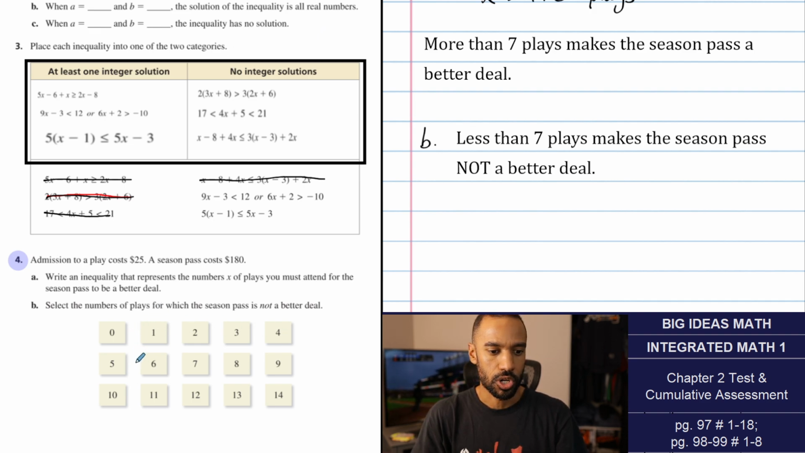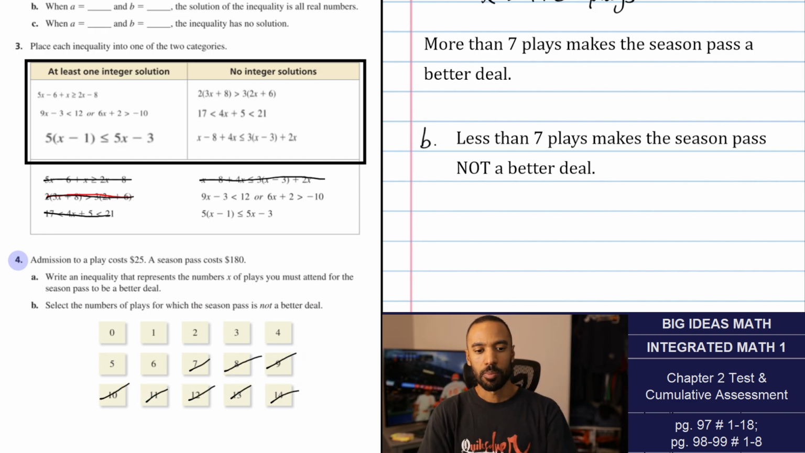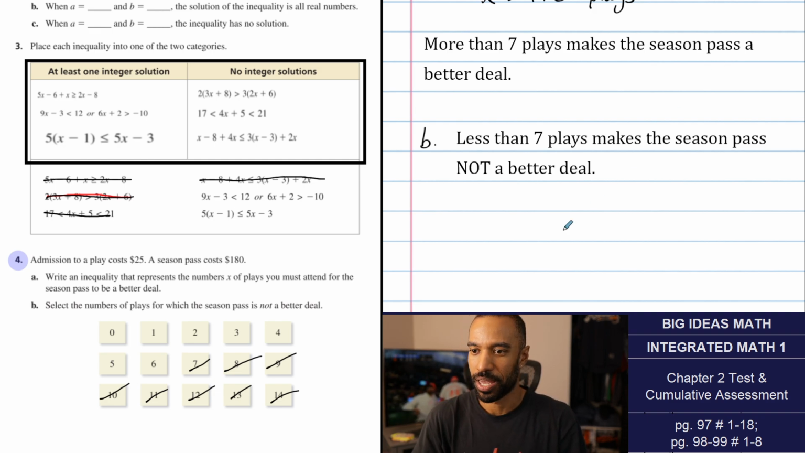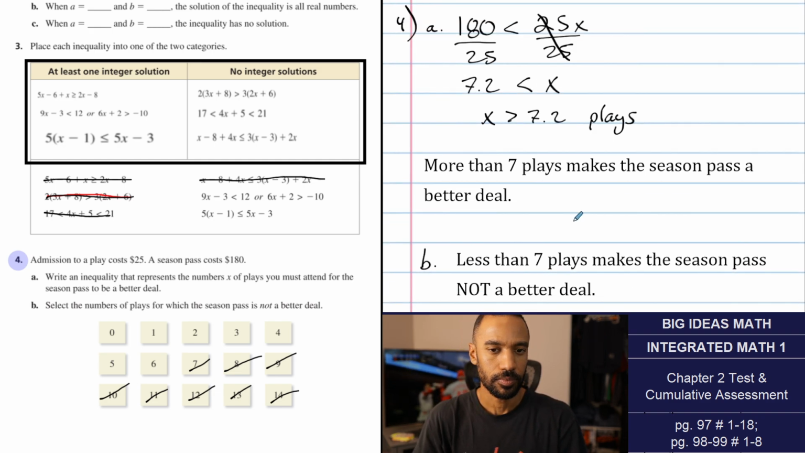Oh, this goes in order. 0, 1, 2, 3, 4, 5, 6. So these ones, you're spending too much on a season pass if you see 6 plays or less. Okay.